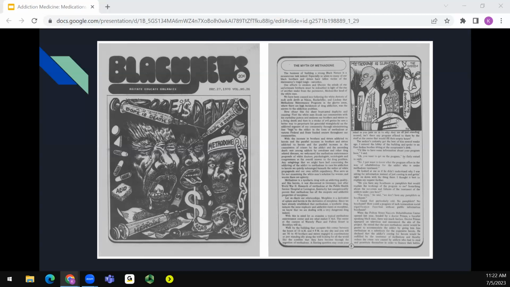I put this image up from a news pamphlet called Black News from 1970 to illustrate the controversy surrounding methadone. From one side, as I described before, methadone can be academically viewed as a full agonist opioid, meant to maintain a steady state of opioid to decrease cravings and decrease the use of street drugs, right? However, another view can be illustrated by the following quote on the right side.